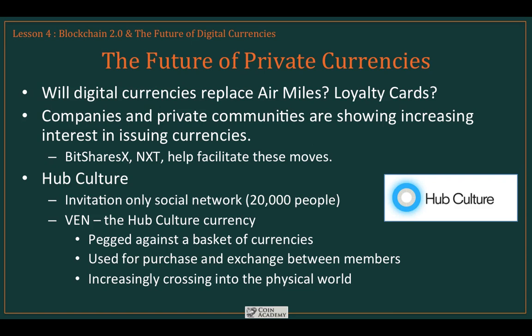The VIN is pegged against a basket of currencies, and then it can be used for purchase and exchange between members of the Hub Culture. But increasingly, it's crossing into the physical world and being used to purchase services. There is even a fund that deals with VIN. VIN has managed to become fairly well established despite having a very small user base. Part of the reason is it's digital, it's simple, the fees are low, the utility value is very high, and it's widely adopted within that social network. It gives us some idea of how a private currency using the digital system could evolve.